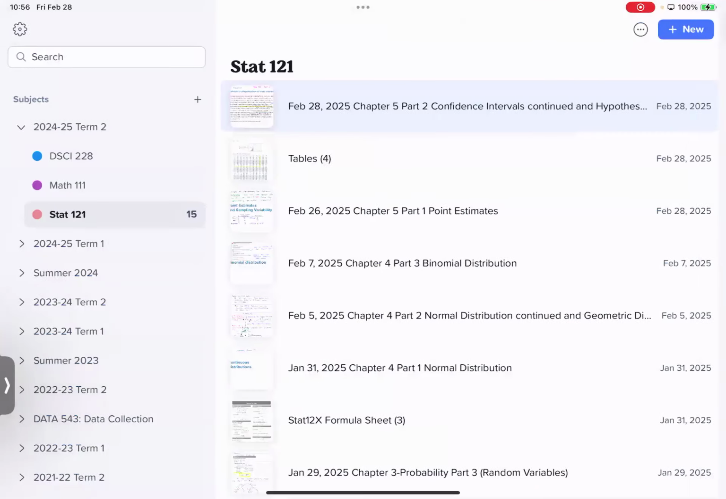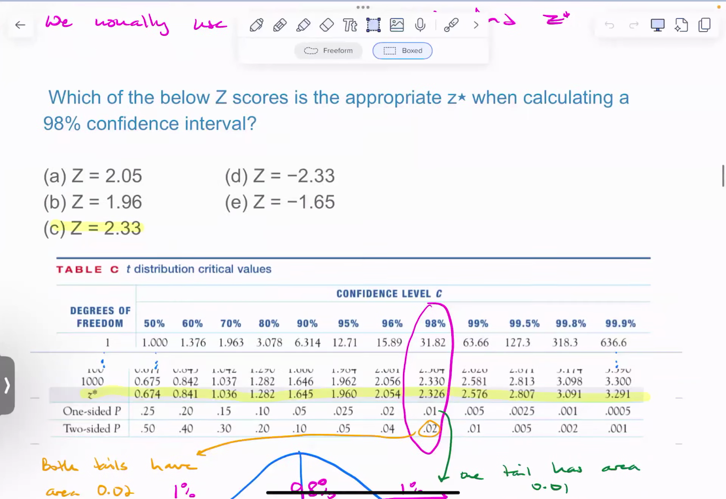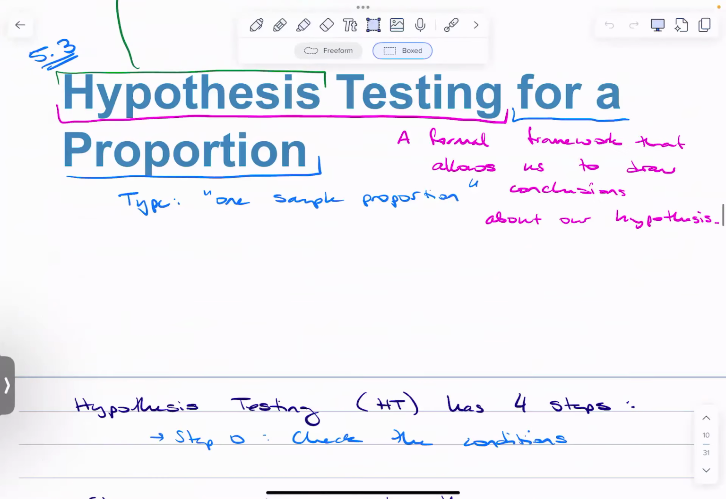Whoa. Why did it jump here? Oh no, okay.